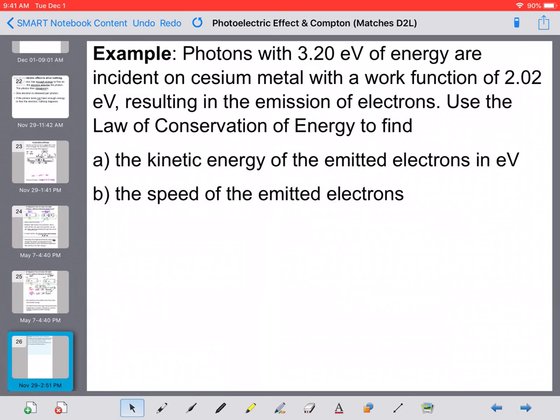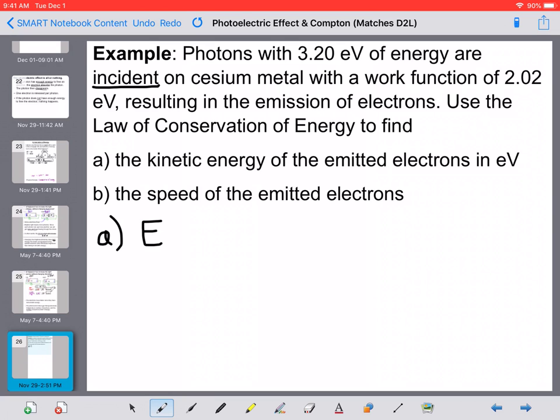Okay, let's do our first example. Photons with 3.20 electron volts of energy are incident on cesium metal. Incident just means the photons are hitting the cesium metal. Cesium metal has a work function of 2.02 electron volts, resulting in the emission of electrons. Use the law of conservation of energy to find, part A, the kinetic energy of the emitted electrons in electron volts, and part B, the speed of the emitted electrons. So let's do part A first.